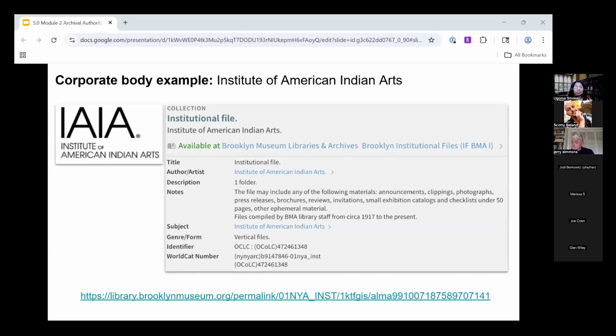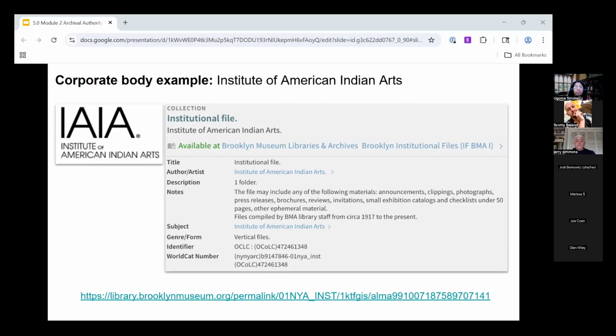Let's go through an example of a corporate body heading with the Institute of American Indian Arts. Starting with the finding aid is the traditional first place to go for a preferred name, and it's also the perfect hunting ground for variants. Here's part of the finding aid describing the Institute of American Indian Arts at the Brooklyn Museum, Libraries, and Archives. This will be the form of name used as the preferred form. This name is clear and does not need any additional qualifiers.